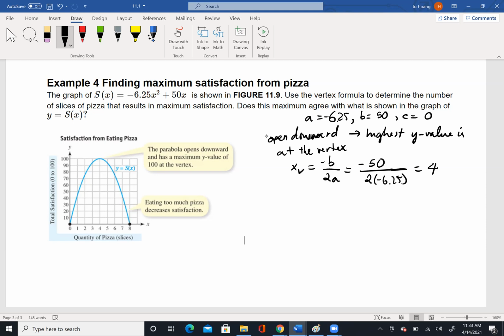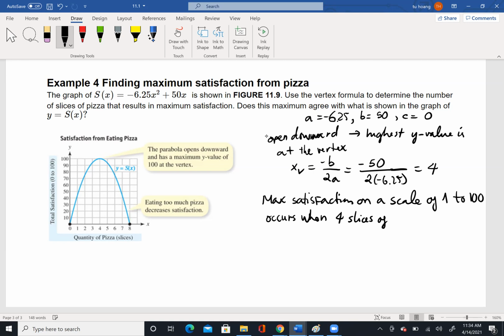From here, you can say that the maximum satisfaction on a scale of 1 to 100 occurs when 4 slices of pizza are eaten.